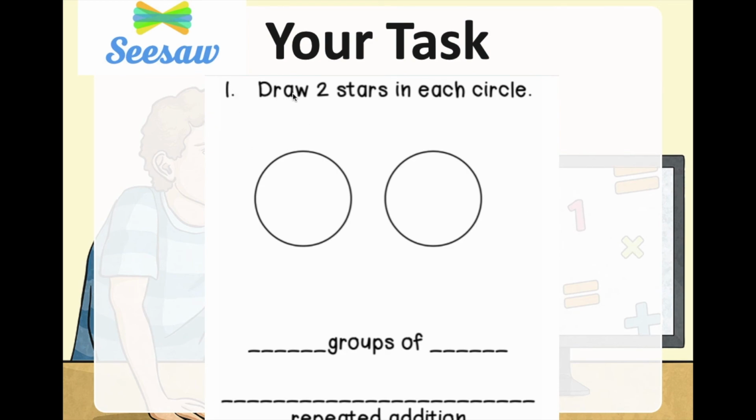So up the top will be the instructions. Draw 2 stars in each circle. So 2 stars in each circle. And then down the bottom is like what we did on Monday. So how many groups are there? Well, 1, 2. So 2 groups of, and how many is in each group? 2. And then you're going to write it as repeated addition. So 2 plus 2 stars equals, if I add all the stars, it equals 4. So on the line you'll write 2 plus 2 equals 4. So use what you've done here, like what we did on Monday, to help you write the repeated addition one.